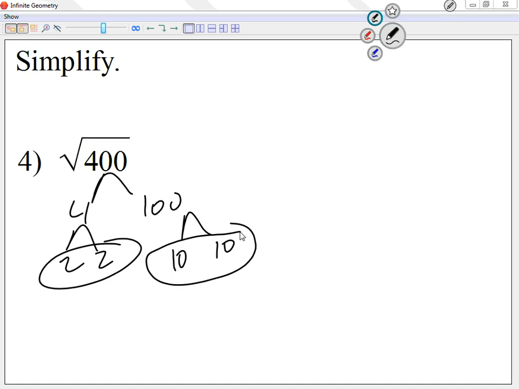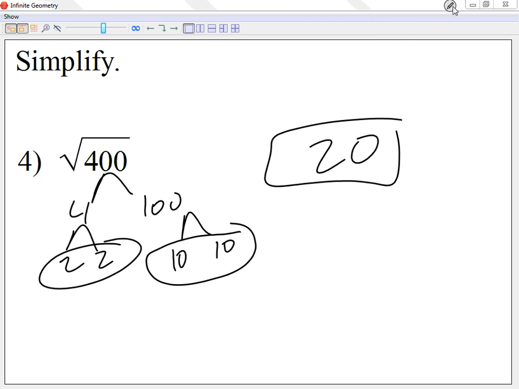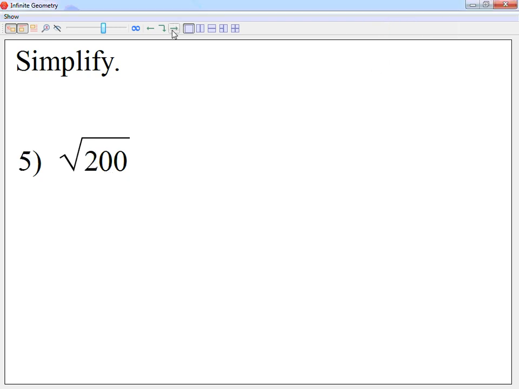I have more than one group. How much is 2 times 10? 20. Do I have any singles? So there's no square root there. It's just 20. Right? This is a perfect square root. There are no singles. But let's go back to number 5. Let's go back to some singles.